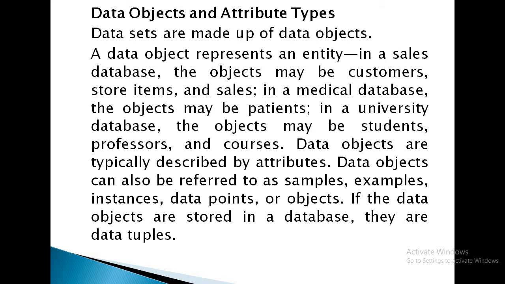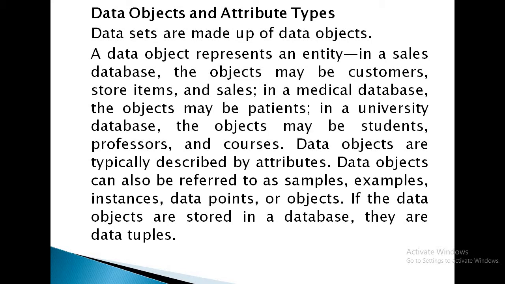For example, data objects represent entities. In a sales database, the objects may be customers, store items and sales. In a medical database, the objects may be patients. In a university database, the objects may be students, professors and courses. Data objects are typically described by attributes. Simply, the details about an object are called attributes.